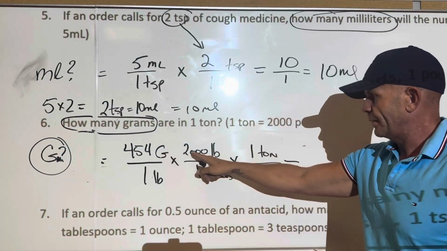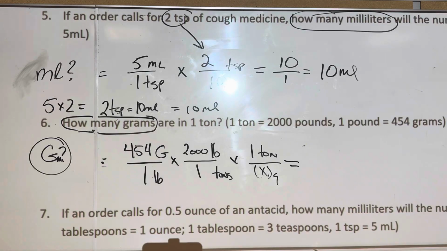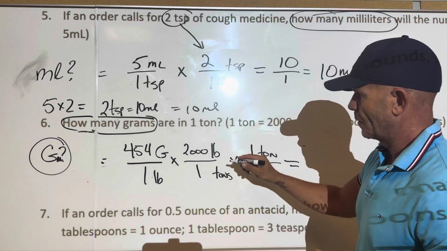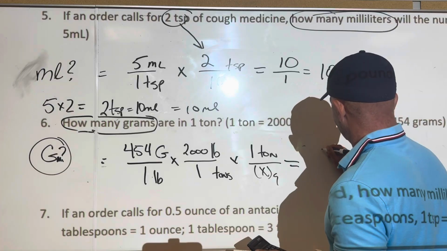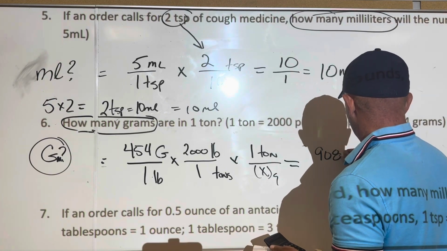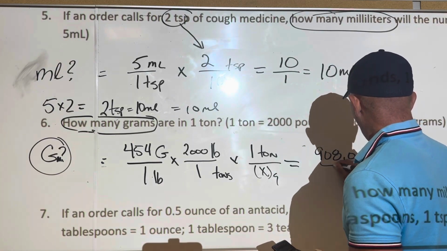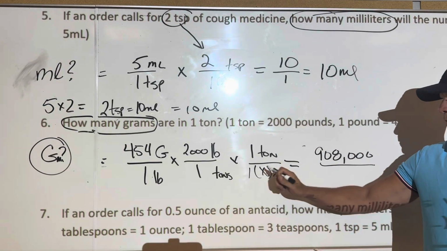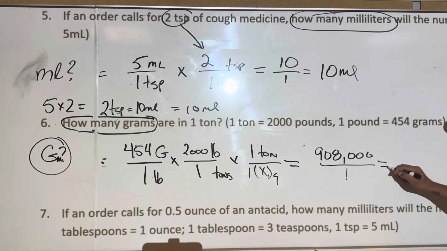All right, so what do we do? We go 454 times 2,000 times 1 equals 908,000 over 1 times 1 times 1, which is 1. What does that give you? 908,000 tons.